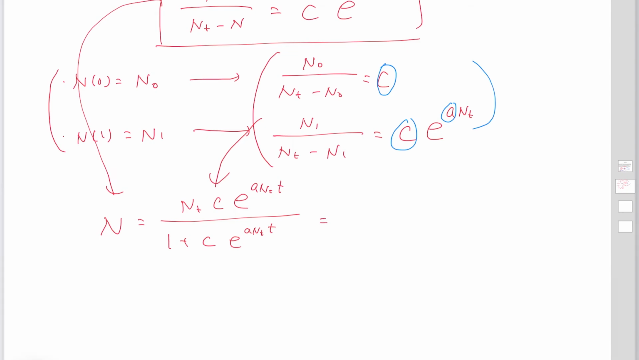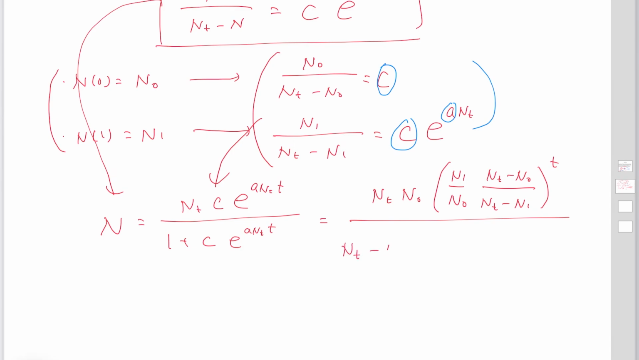Then finally the answer is given by n sub t n sub 0 over n sub t minus n sub 0 times the quantity n sub 1 over n sub 0 times n sub t minus n sub 0 over n sub t minus n sub 1, to the t, over n sub t minus n sub 0 plus n sub 0 times the same quantity to the t. This is the answer to this practice.